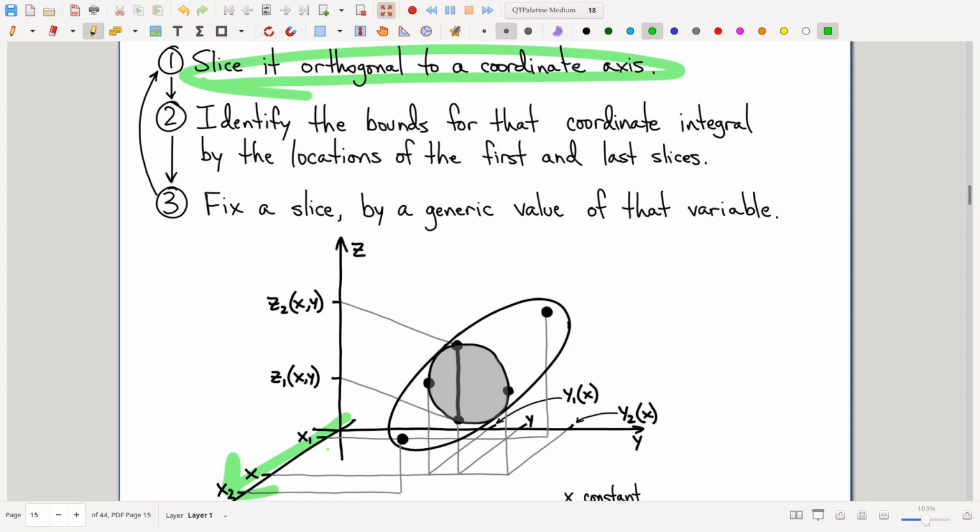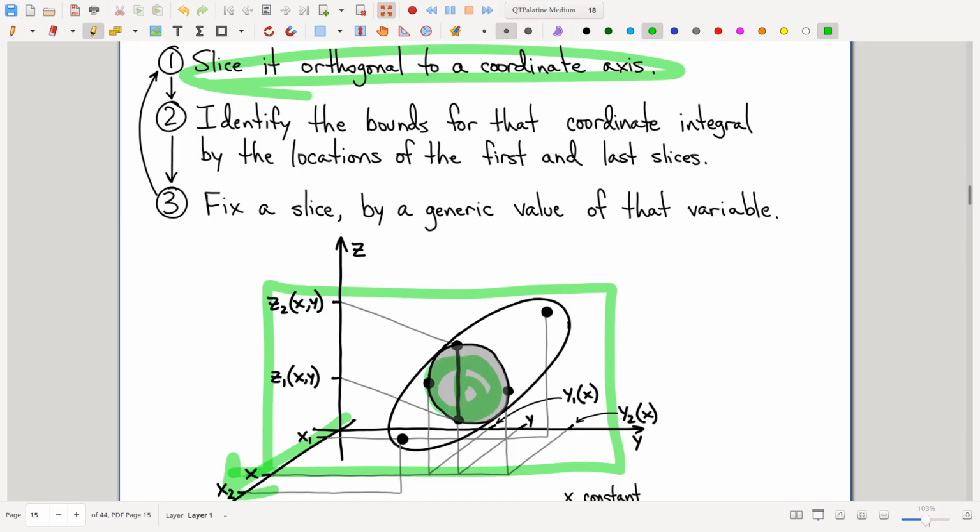There's the x-axis. There's a slice perpendicular to the x-axis. Now it's three-dimensional instead of two-dimensional, right? So the picture is harder to draw. This is what a slice looks like.